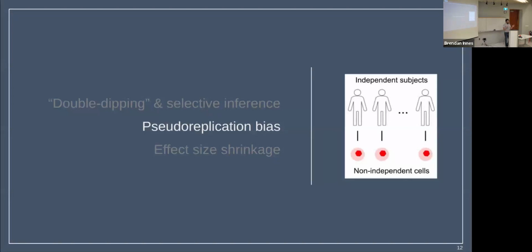All right, so the next one is easier and harder at the same time. So it's this concept of pseudo-replication bias, and it has been noted that sometimes when we're doing case control studies in single cell, we use each cell as a replicate, which is not a good idea because the cells are non-independent. The subjects that we took those cells from are, in fact, the independent things.